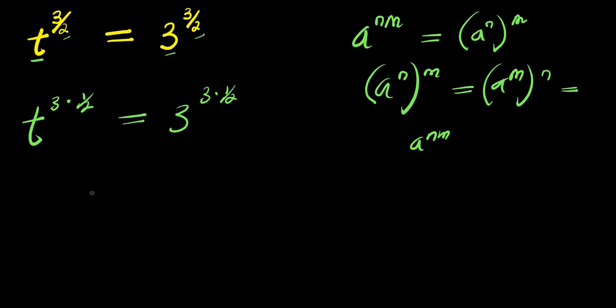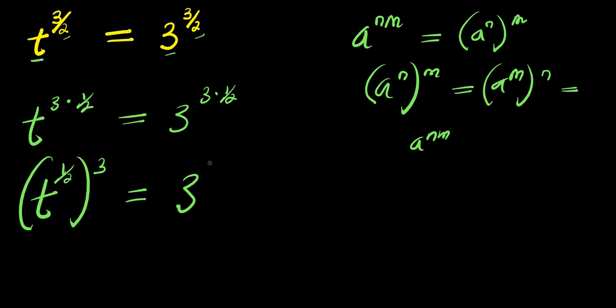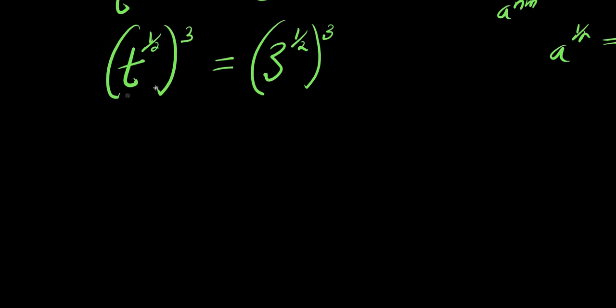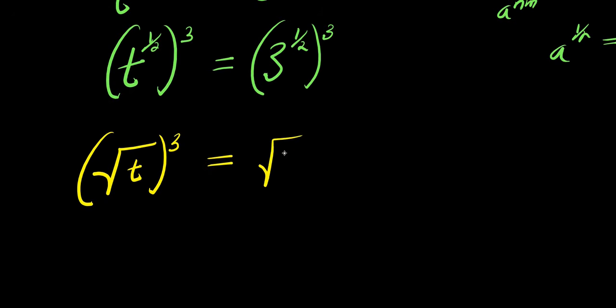That means I can simply have t to the power of, if this is my n, this is my m, then I can make use of this. The m comes inside the bracket and this comes outside, equals 3 to the power of, m comes inside the bracket and this is outside. And if you have a power 1 over 2, this equals square root of a. So what I'm going to have here will be square root of t raised to the power of 3 equals square root of 3 raised to the power of 3.